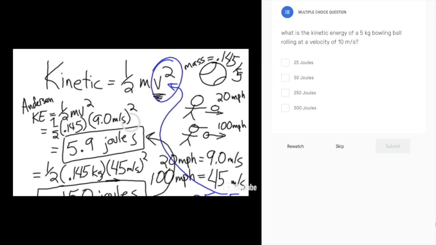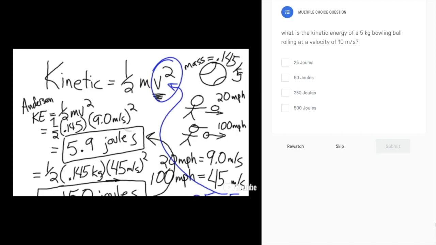For our next question, what is the kinetic energy of a 5-kilogram bowling ball rolling at a velocity of 10 meters per second? 25 joules, 50 joules, 250 joules, or 500 joules. Again, what is the kinetic energy of a 5-kilogram bowling ball rolling at a velocity of 10 meters per second?